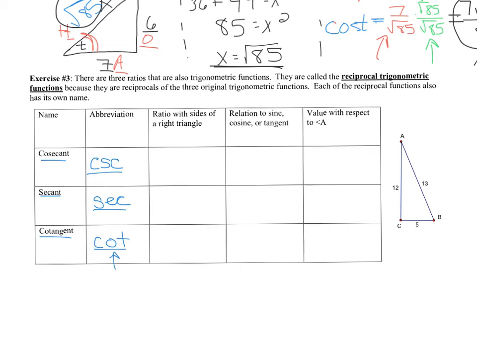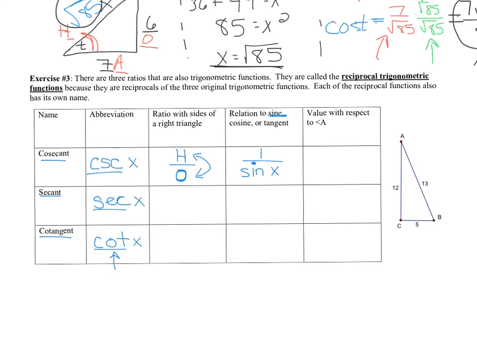So the ratio of the sides of a right triangle, cosecant is hypotenuse over opposite. So when we look at this, this has a relationship with sine, right? Because sine is opposite over hypotenuse. So cosecant is equal to 1 over the sine of the angle. And I guess I should put an x over here because each of these needs to go with an angle as well.